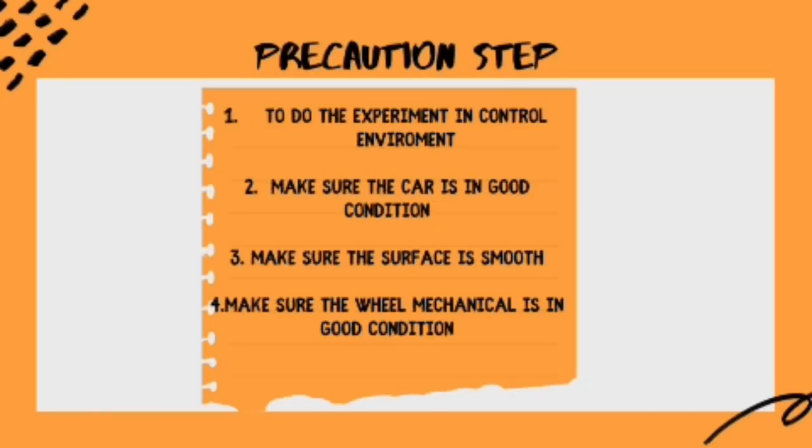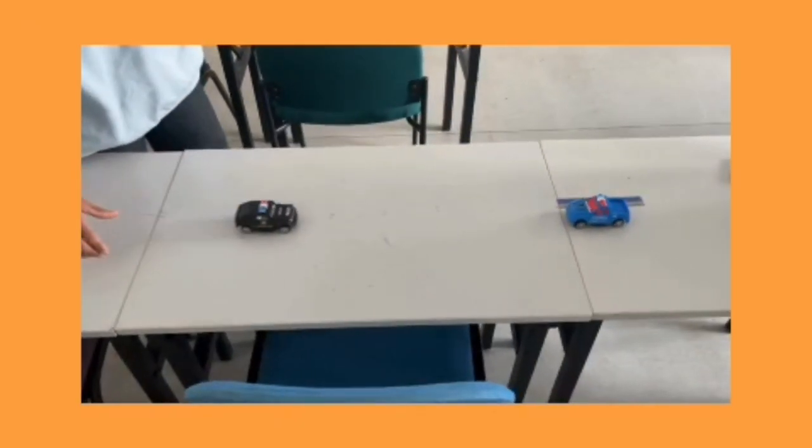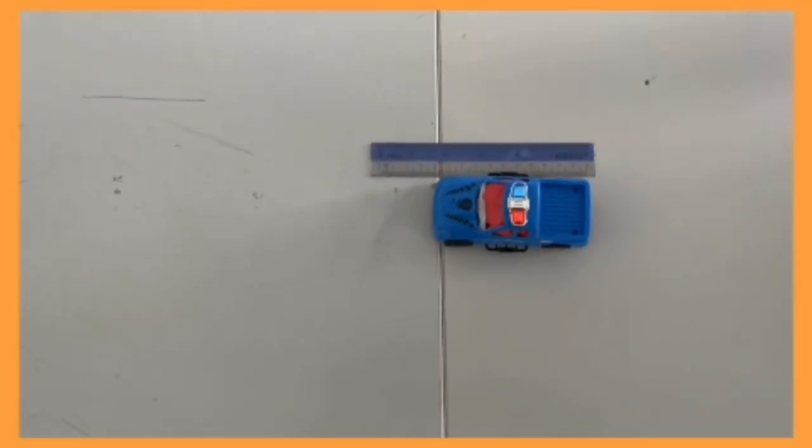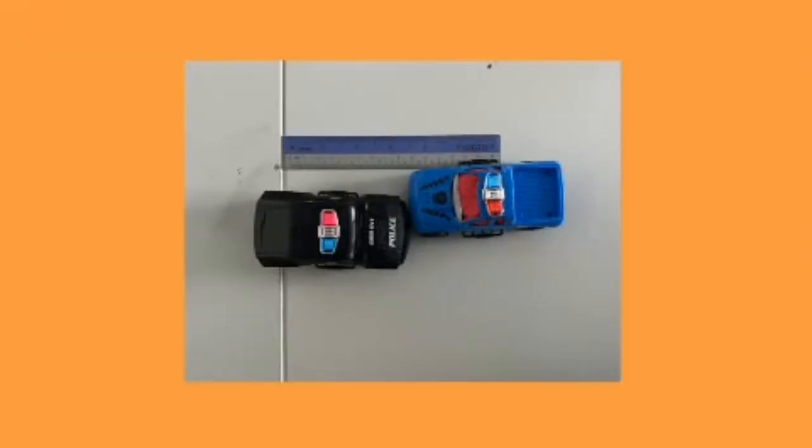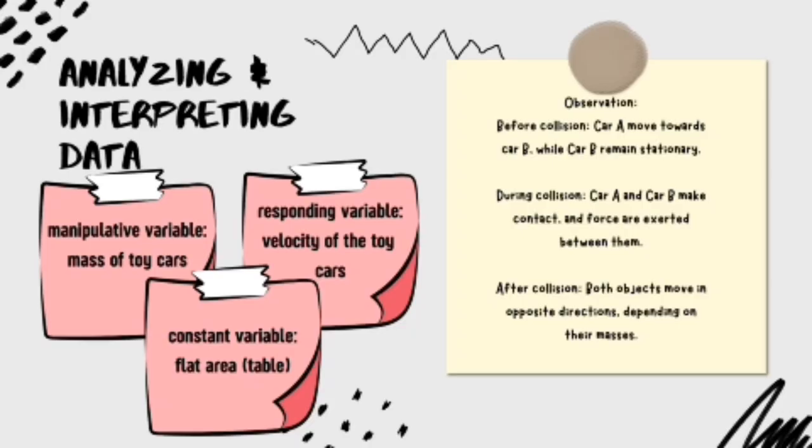This information can help calculate the velocity and acceleration of the object. Next is the precaution step. To do the experiment in a controlled environment. Next, make sure the car is in good condition. The third one is make sure the surface is smooth, and the final one is make sure the wheel mechanism is in good condition. Force exerted from car A to car B. Then the displacement of car B is noted.